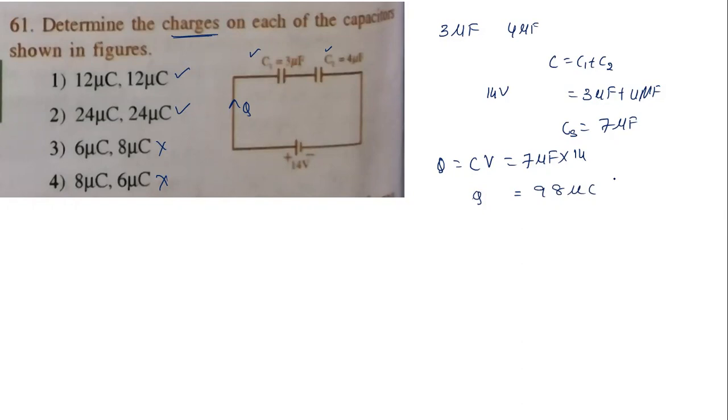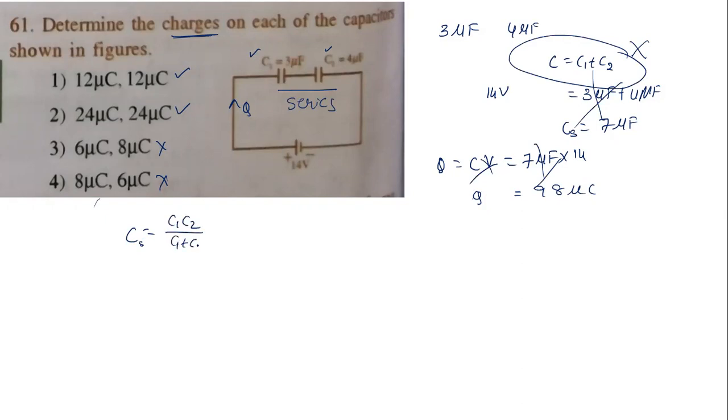Wait. Here we have done something wrong. What combination is this, students? Series combination. Is this the formula for series combination? No. Here we have done wrong. The series combination formula is CS equal to C1 into C2 by C1 plus C2. The earlier one is the formula for parallel combination.